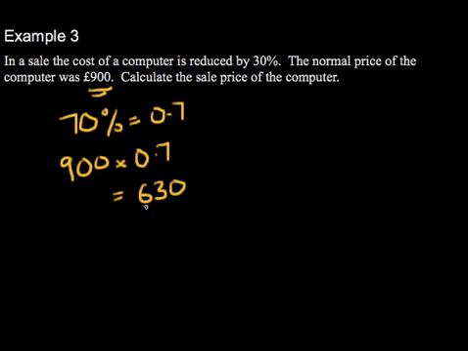Remember, of course, I'm not going to leave my answer as 630. Check that it makes sense. If the normal was 900, it's become 30% cheaper. Yeah, it looks about 30% cheaper, but that's not a price yet, so I need to write my answer as, in pounds, £630. And that would be my final answer.